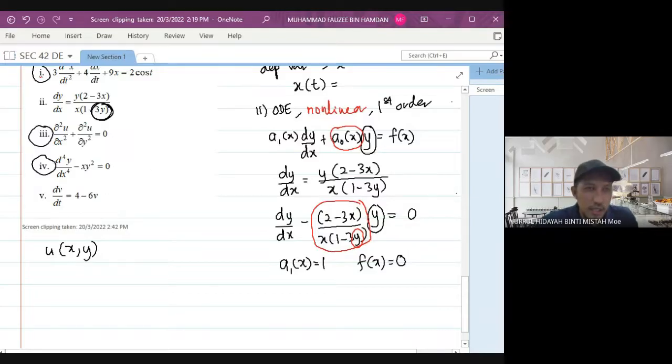So question number 4 is an ODE. And the order, is it linear or non-linear? Non-linear. Why?